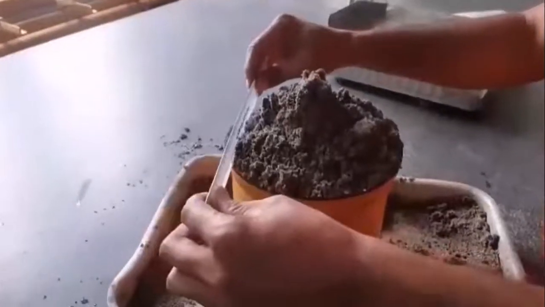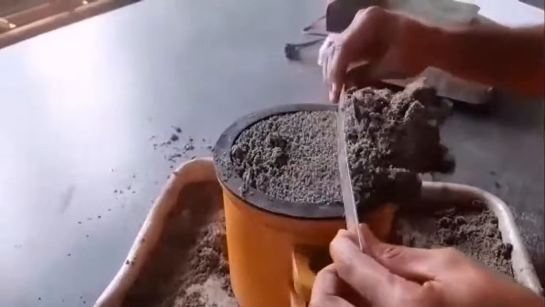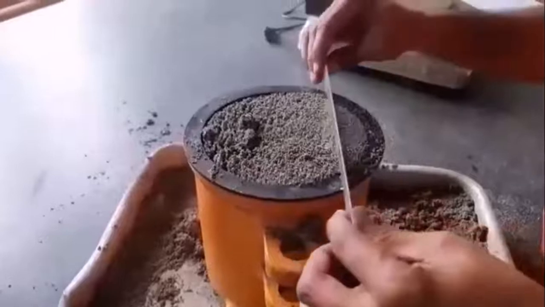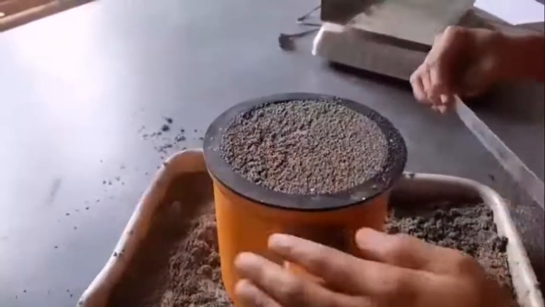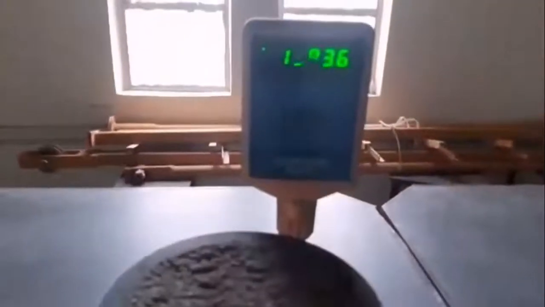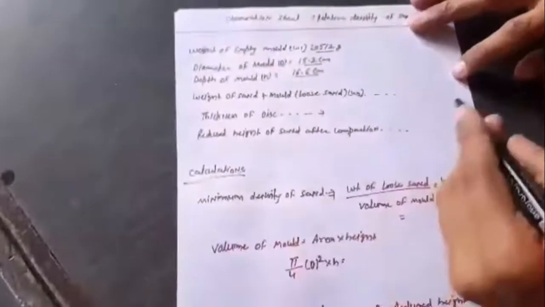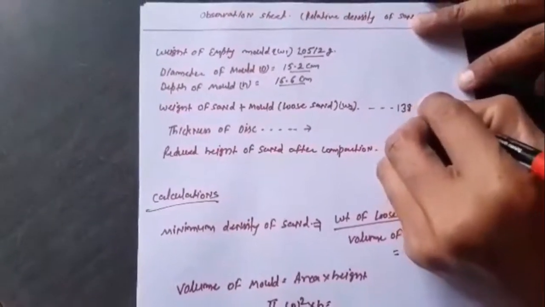Now fill the cylinder using the soil sample whose density we have to find out, level it and remove the extra soil by using a leveler or any scale, and weigh again and note down that weight, which comes out to be 13,836 gram, and it is W2.